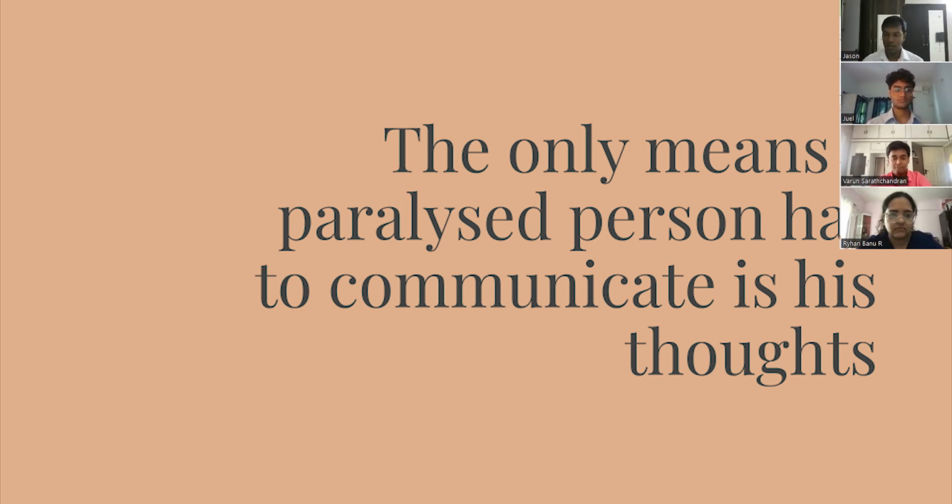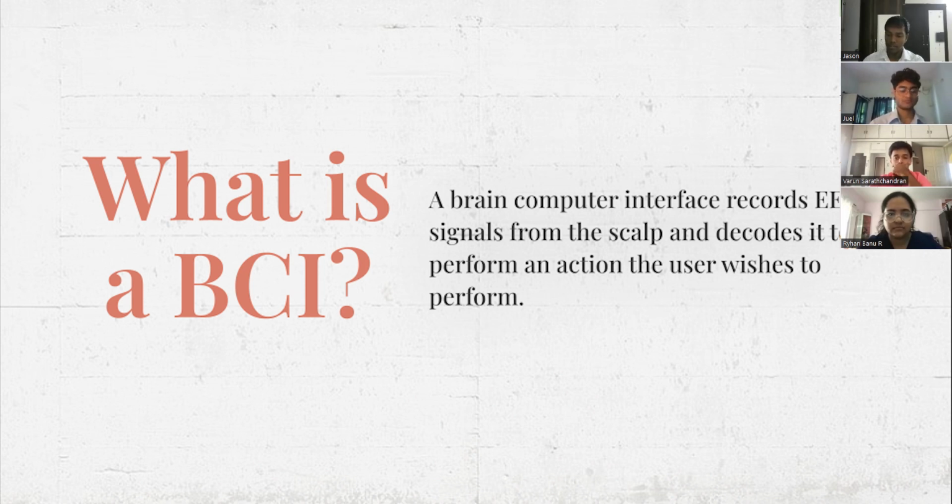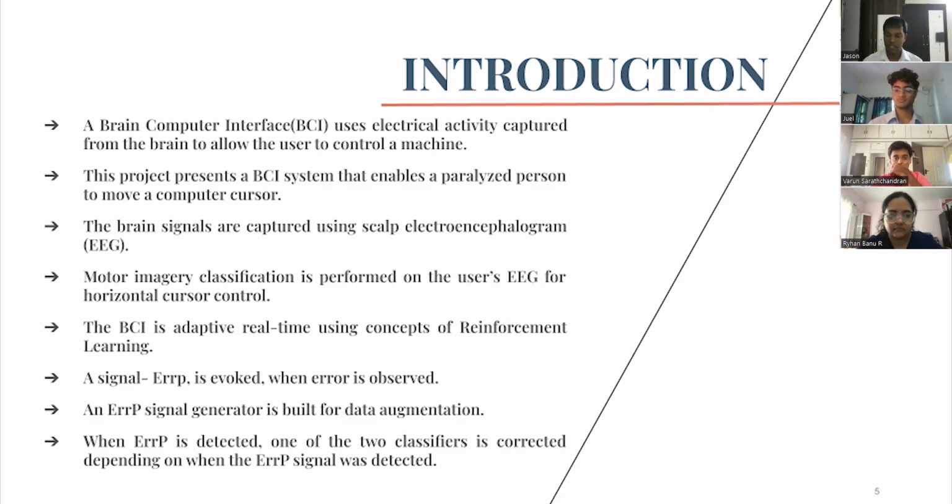In light of this, we arrive at a solution known as the brain computer interface. A brain computer interface records EEG data from the scalp and decodes it to perform an action that the user wishes to. Our thesis aims to present a BCI system that enables a paralyzed person to move a computer cursor. We observe and classify motor imagery signals for horizontal cursor control. We use ERRP signals classified by a separate ERRP classifier to improve the motor imagery classifier. And we also use an ERRP signal generator for data augmentation.